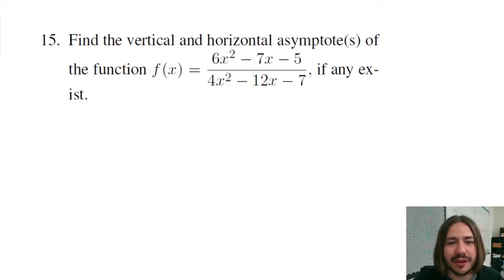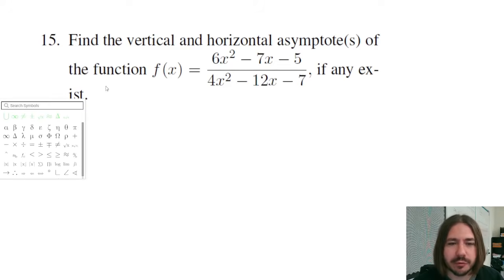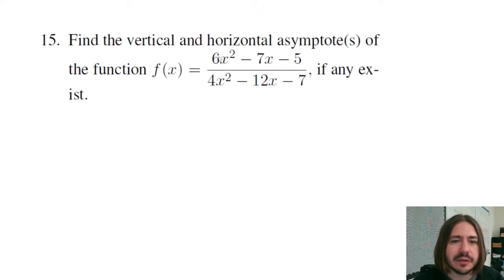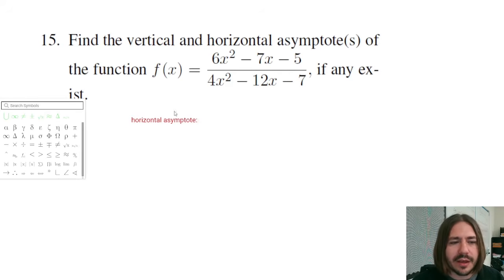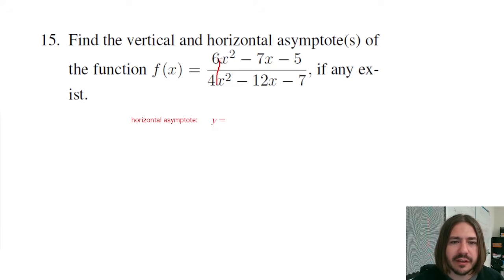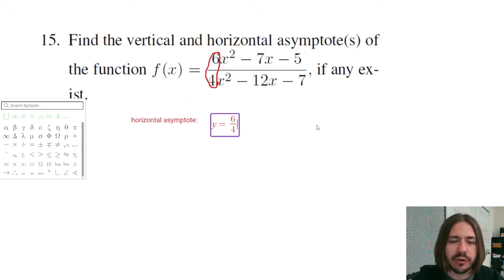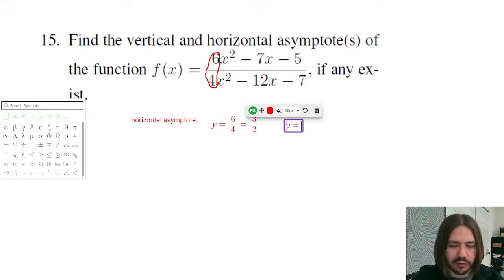Number 15 says find the vertical and horizontal asymptotes of this rational function, and this is the same rational function that we had in question 14. So for the horizontal asymptote, if the degrees of both the numerator and the denominator are the same, and they are in this case, notice they're both quadratic, then the horizontal asymptote will be y equals the ratio of the leading coefficients, in this case 6/4. We could reduce that to 3/2, and so that's going to be the equation of our horizontal asymptote.